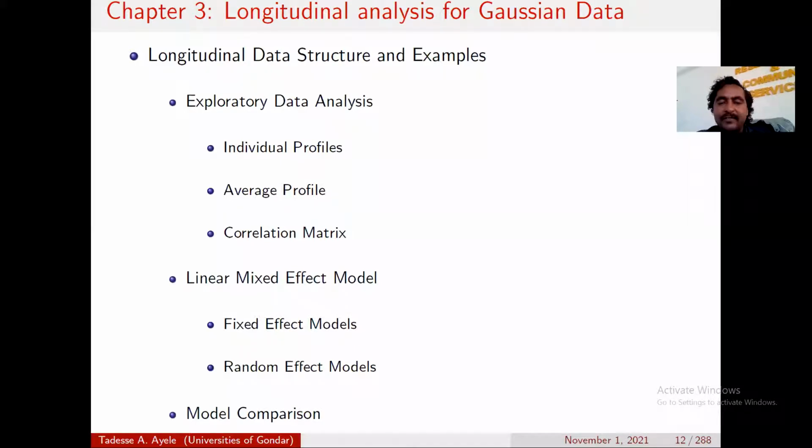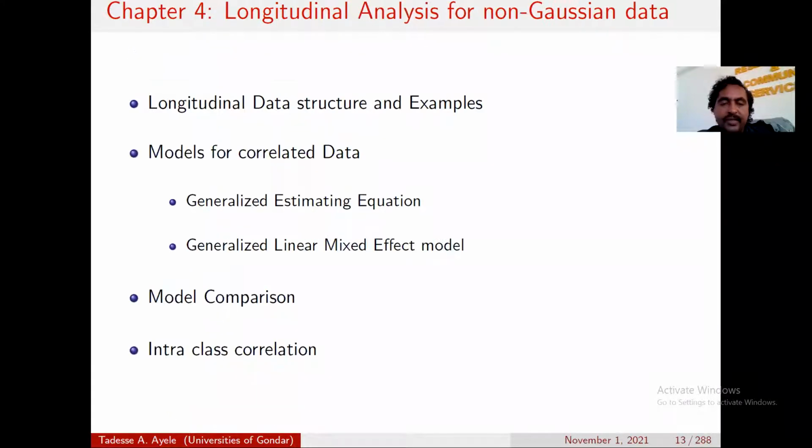Then we'll see linear mixed effect model. That includes fixed effect model and random effect model. And finally, we will conclude this chapter by talking about some model comparisons, like likelihood and AIC information criteria, and Bayesian information criteria. The fourth chapter is longitudinal data analysis for non-Gaussian data.